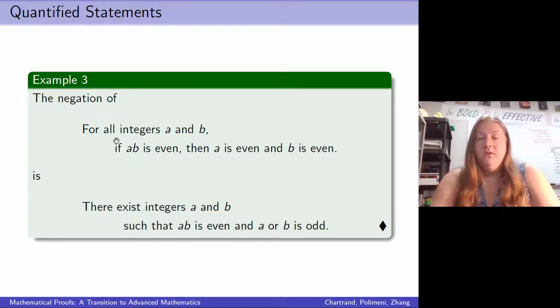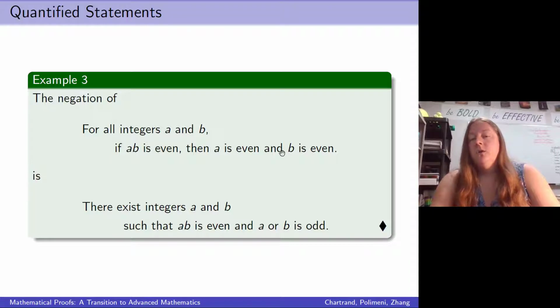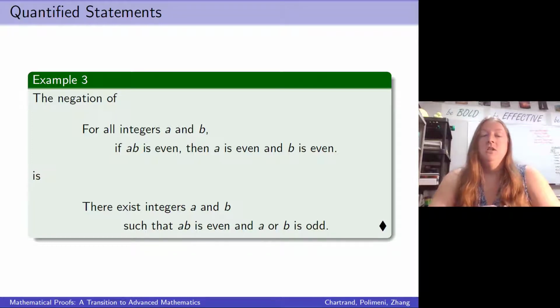So we have this part matching up here, right? And then instead of having an implication, we have our conjunction, and taking our disjunction that we had before in our implication, we make it a conjunction because we're negating it. So it's going to be an or, so we have a or b is odd, because odd is the opposite of even, right? So that's the negation of it.